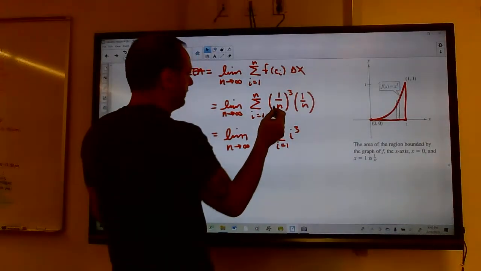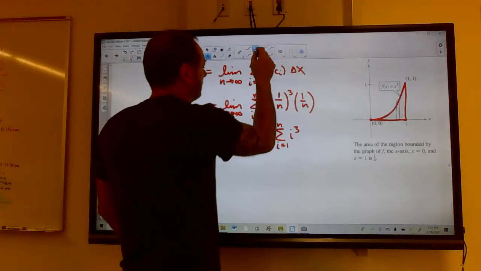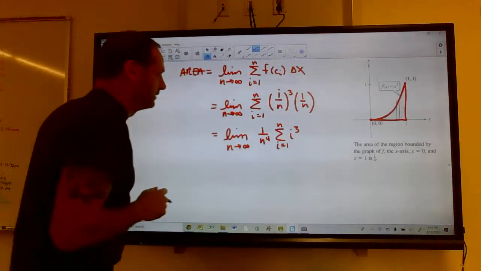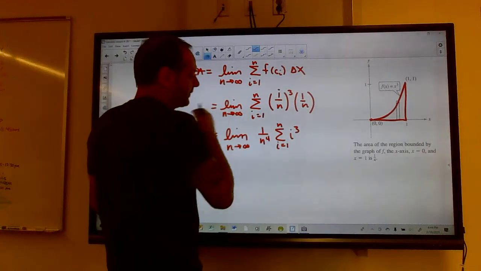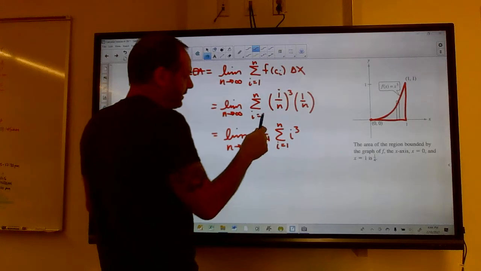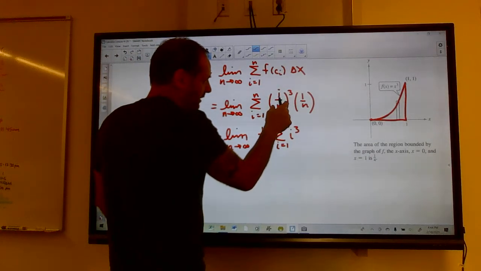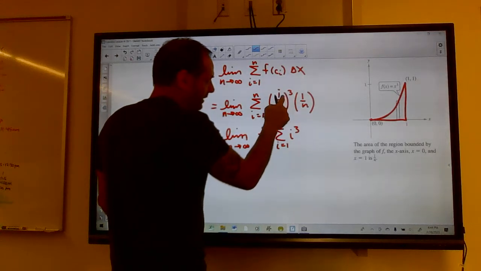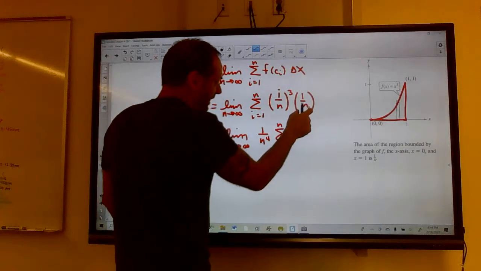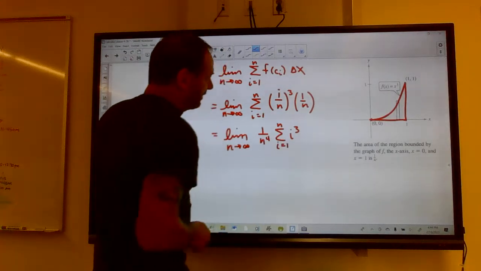Whoops, I'm sorry. I made a slight mistake here. It's i over n cubed. Okay, so if I take, I can factor out. This is i cubed times 1 over n cubed. So I can take that 1 over n cubed, multiply it by 1 over n. I can take that out because this is going to be a constant. Okay, and I'm left with i cubed on the inside here.